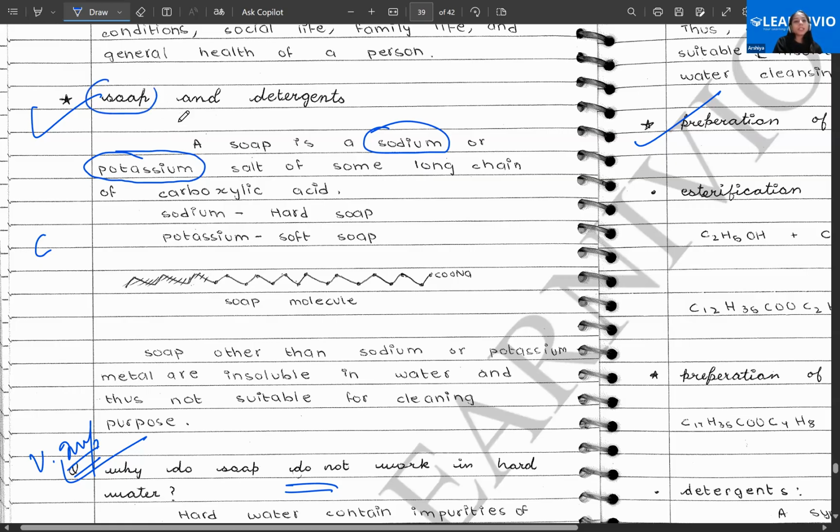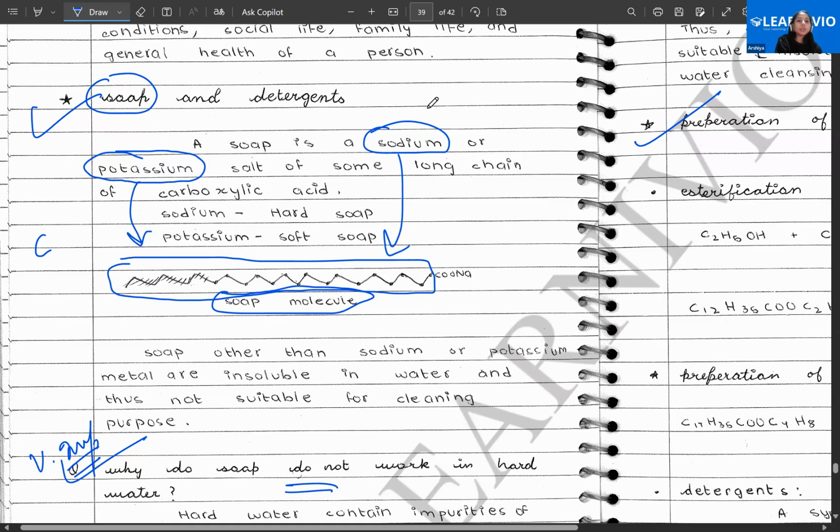Now we are talking about soap, right? Soaps and detergents. So what is the use of sodium and potassium here? If you want to see a soap molecule, the structure, it will be a really long chain. Potassium is K and sodium is Na. So either potassium or sodium, and at the end will be a carboxylic acid. Okay, so a long chain.